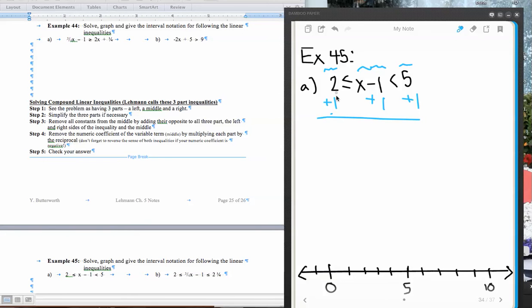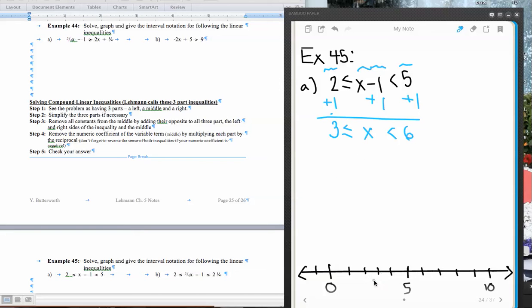And so what I have is 2 plus 1, which is equal to 3. Inequality symbol drops down into it, and now in the middle I just have my x, and then a less than 5 plus 1, which is a 6. And now I have my solution. There's my compound linear inequality.